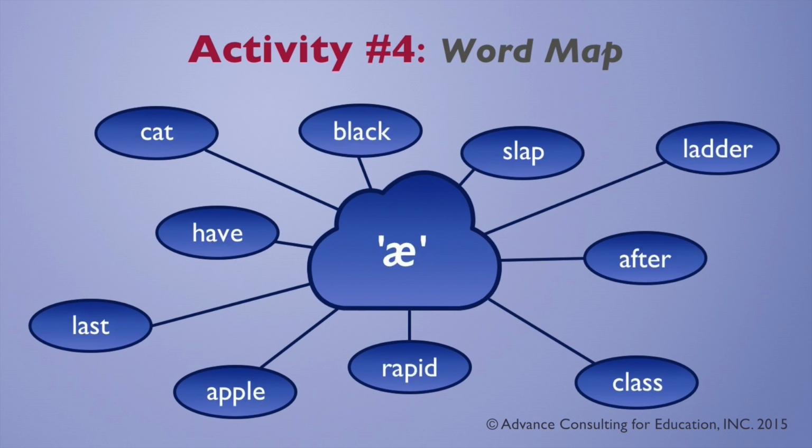An alternative is you put a sound in the middle, and then students have to write all of the words they can think of that have that sound in them. So we might put the sound "a" in the middle, and then around the outside of our word map, students have to put in all the words they can think of that have the sound "a" in them. So two variations on a word map.